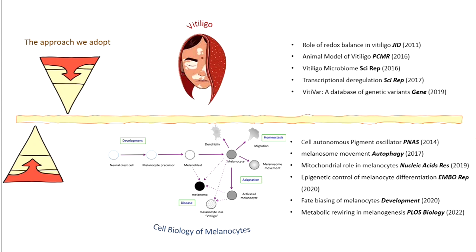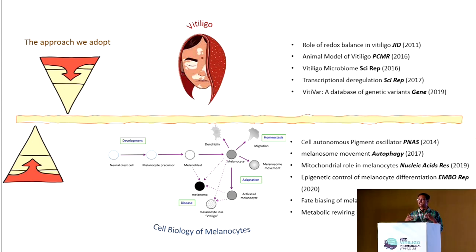So while the vitiligo-based evaluation of depigmented and the lesional and non-lesional skin is more of a top-down approach, we try and take a bottom-up approach with respect to understanding the cell fate transitions in melanocytes, and we hope that in some time, maybe in a couple of years, we'll be able to really merge the two at some point in time and be able to provide a more actionable therapeutic intervention in vitiligo.